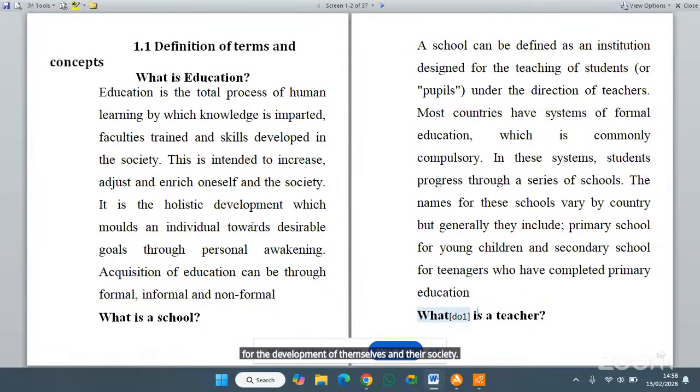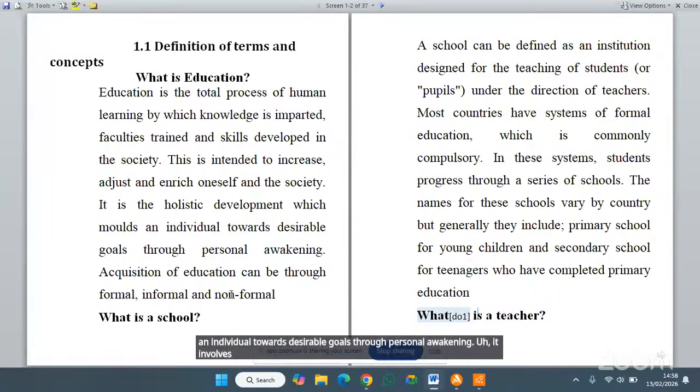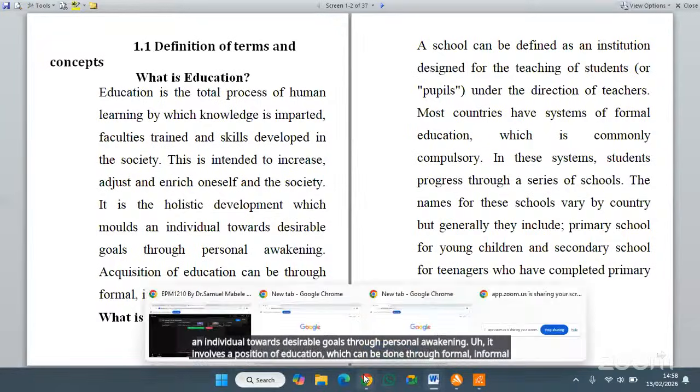Education is the holistic development which molds an individual towards desirable goals through personal awakening. It involves acquisition of education, which can be done through formal, informal, and non-formal education.